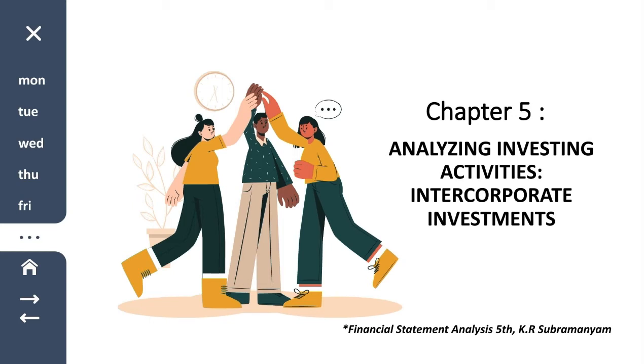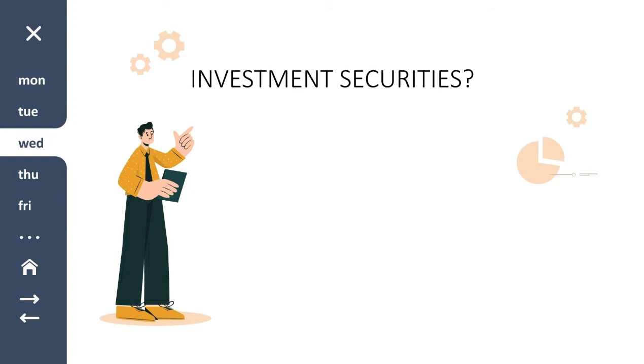First, we need to know intercompany investments play an increasing role in business activities. Companies purchase intercompany investments for many reasons, such as diversification, expansion, and competitive opportunities and returns. This chapter considers the analysis and interpretation of these business activities as reflected in financial statements, and analyzes financial statement disclosure for investment securities. And then, what are investment securities?